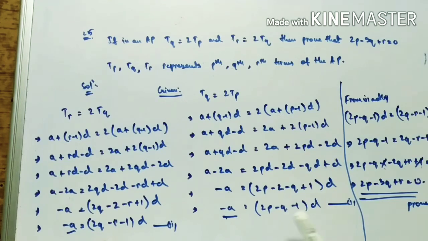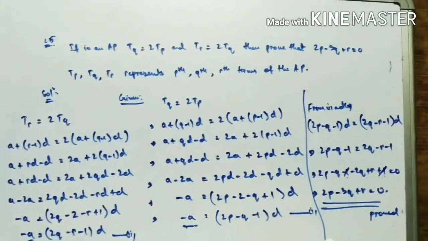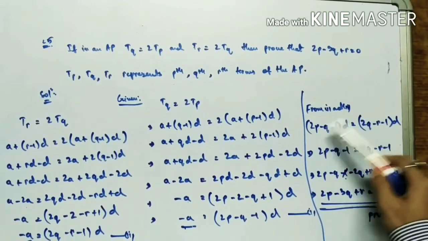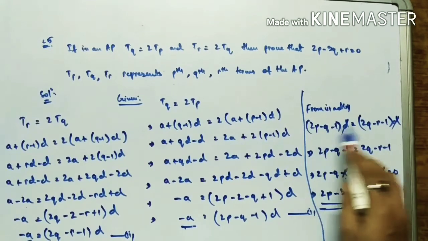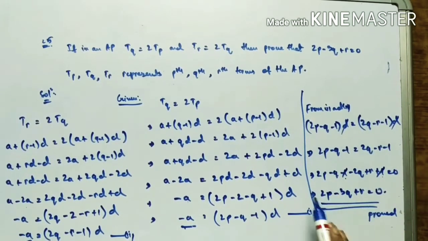So from equation 1 and 2, what do I get? The left hand sides are equal, so the right hand sides are equal. Therefore this is equal to this, and from here D and D I can cut. So ultimately this remains. Everything I send to the left hand side, and automatically I get this proof.